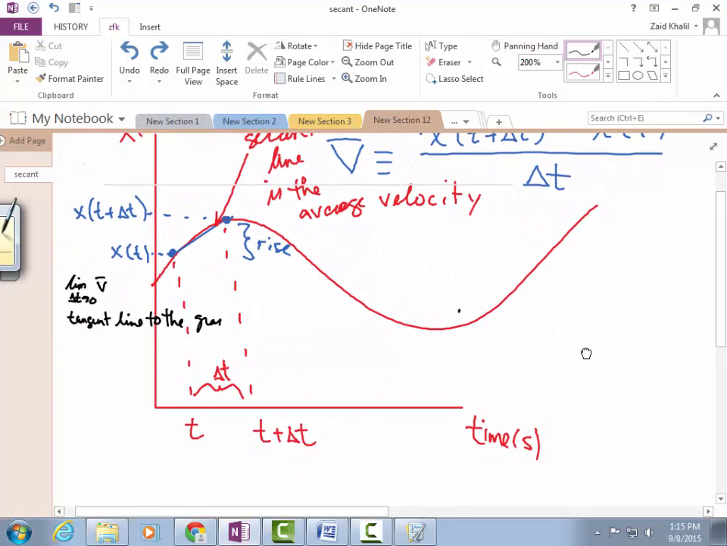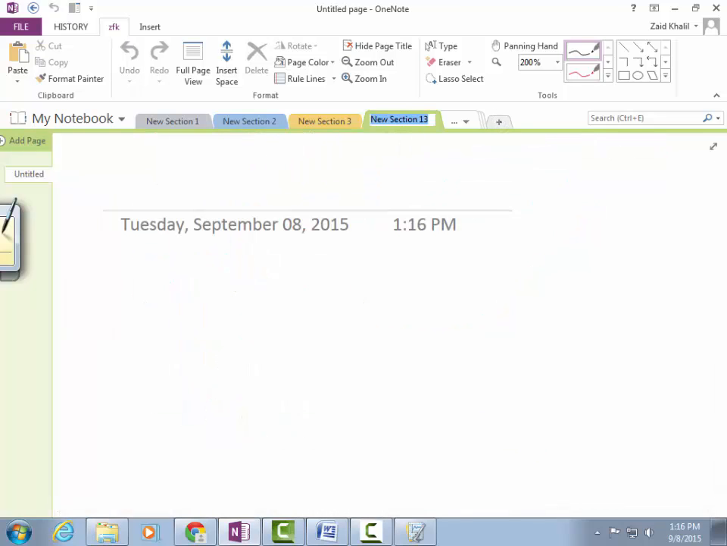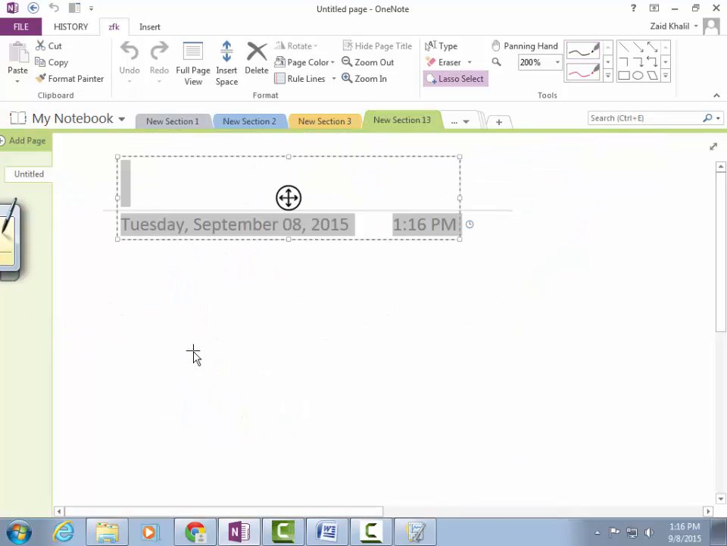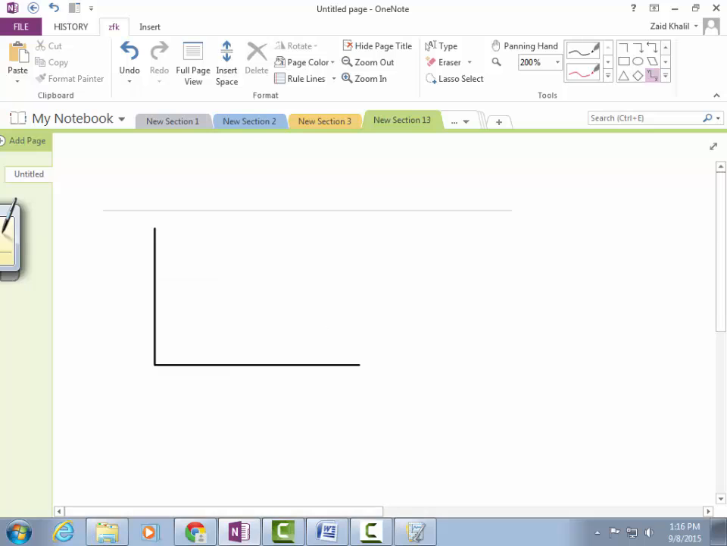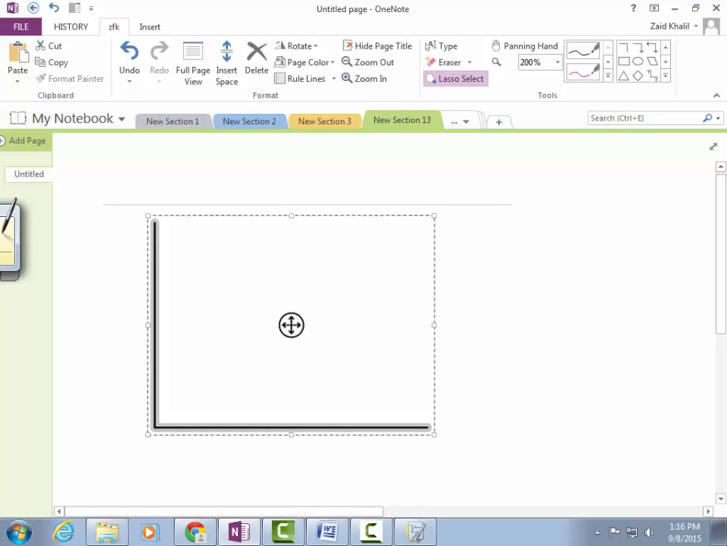It is the tangent line to the graph at the point in question. So what this means figuratively, I'm going to throw this up on a new page. If I have the following graph.